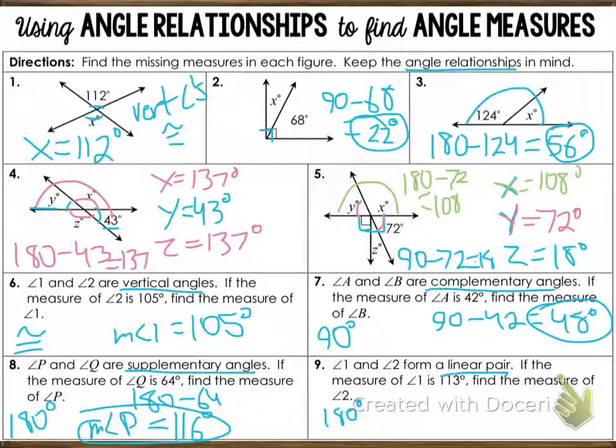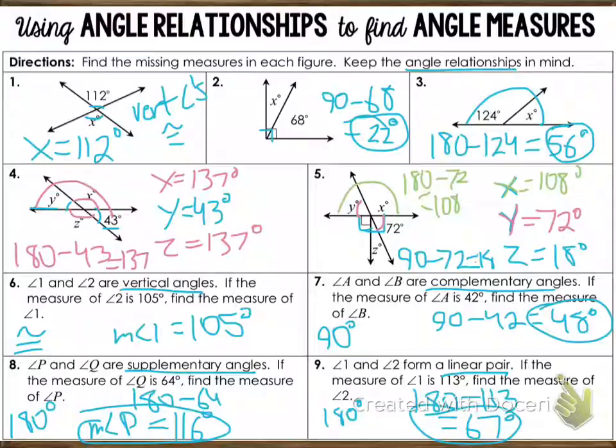So if the measure of angle 1 is going to be 113, find the measure of angle 2. Similar to number 8, we're going to do 180 minus 113. And when you do that, you're going to get a measure of 67 degrees.